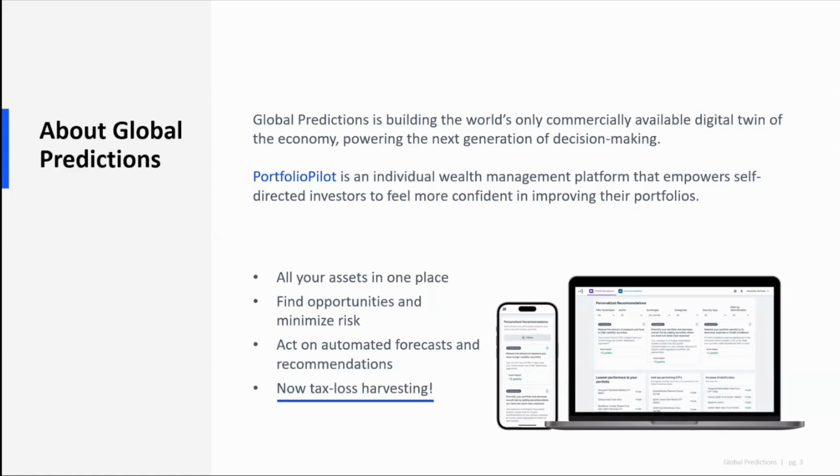If you haven't used it already, one thing you'll know is you can see all of your assets in one place. You can find opportunities to improve your expected returns and also minimize risk. We also have, from our recommendation engine, automated recommendations and forecasts that you can act on. And then most exciting is now you can actually tax loss harvest as well with this new feature.